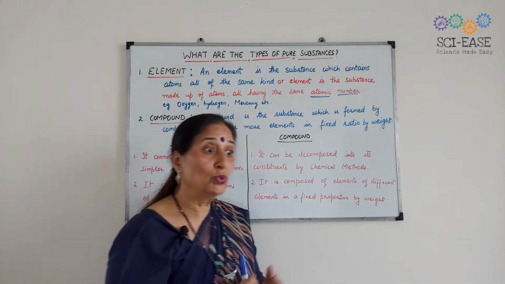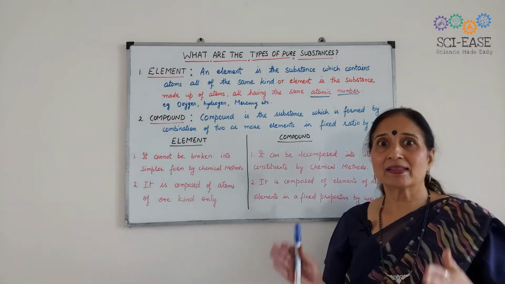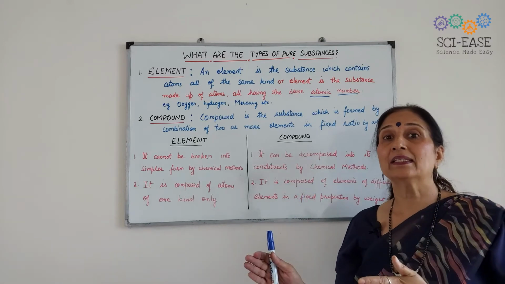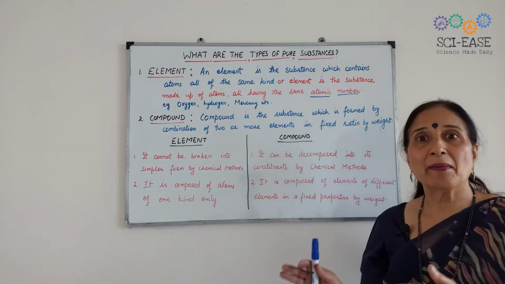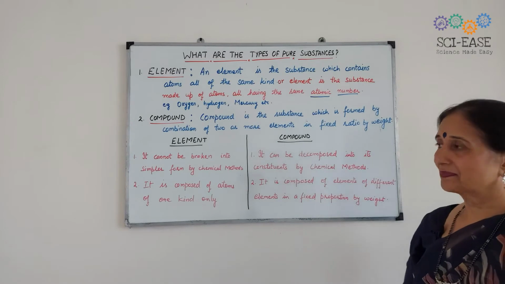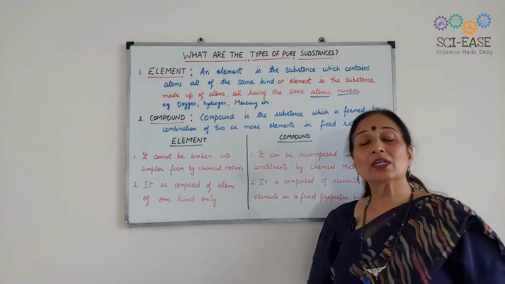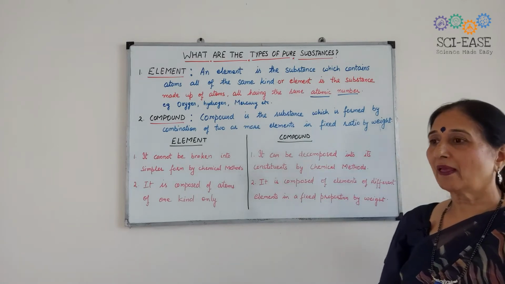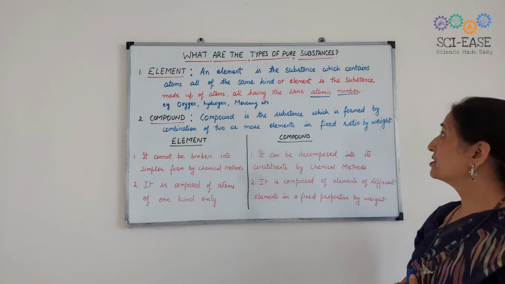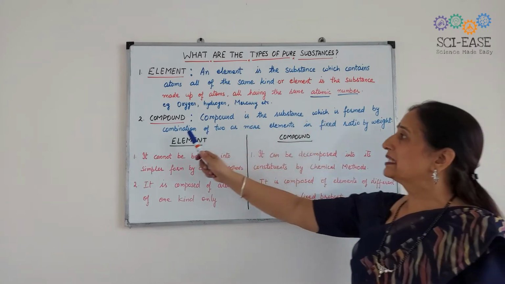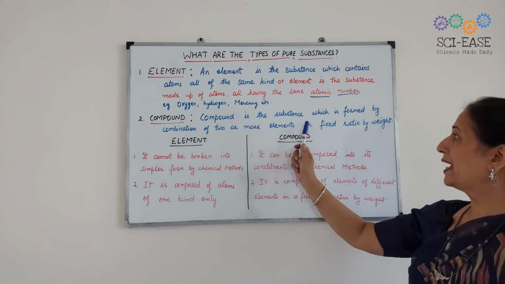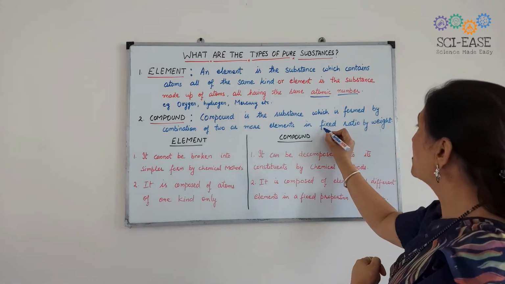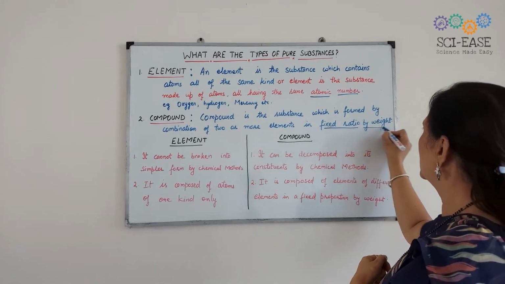So I have told you what elements are. They are the pure substances. We cannot divide them further by some chemical method. Now come to the compounds. Then I will differentiate the two. Compound, that is a substance which is formed by the combination of 2 or more elements in a fixed ratio or fixed proportion by weight.